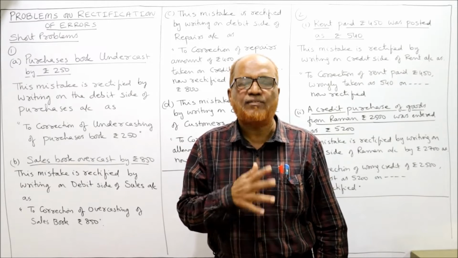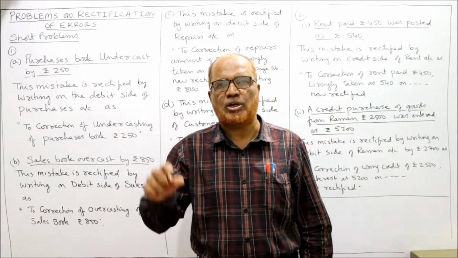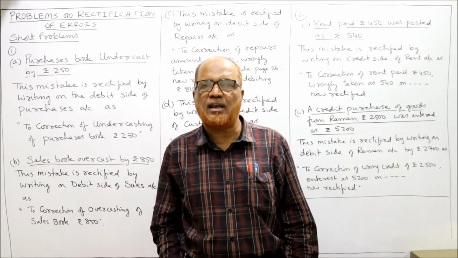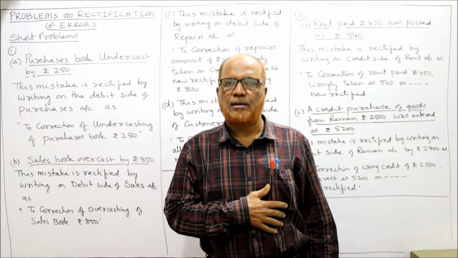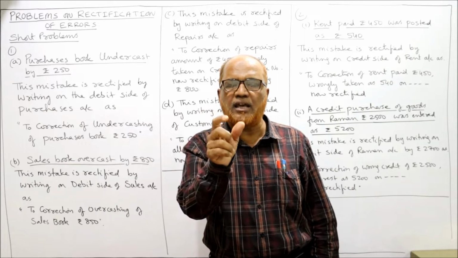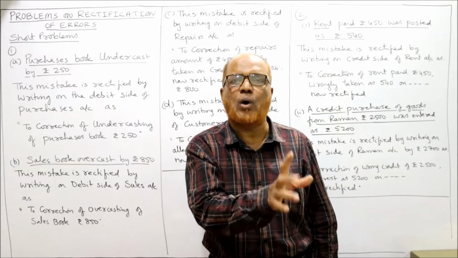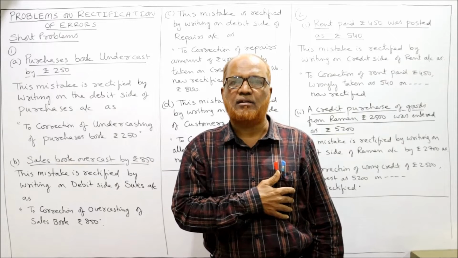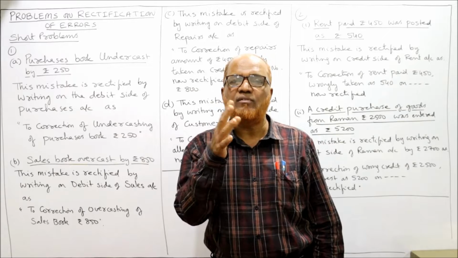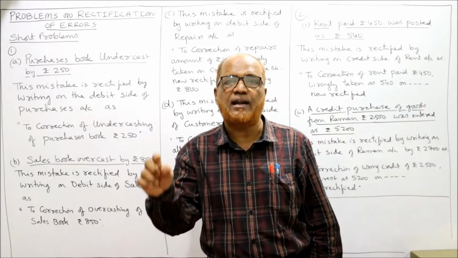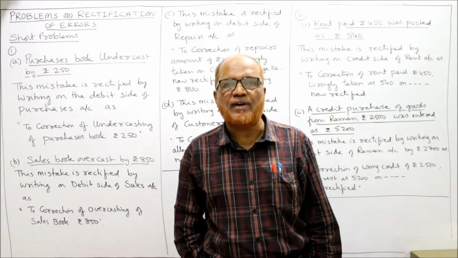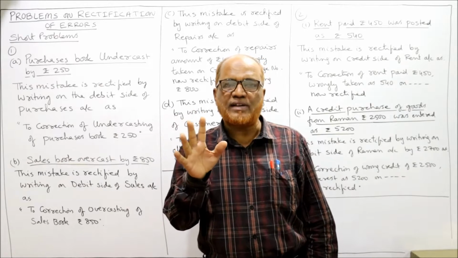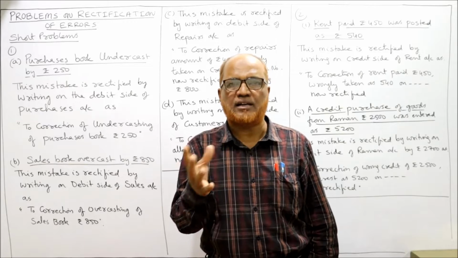Then we can rectify that error by simply giving a narration. By an explanatory note, we can rectify the error if it is a one-sided error. One-sided error means the error is in only one account. If it is a two-sided error affecting two accounts, then we pass a rectifying entry. We have to pass a rectifying entry to rectify the error if it is two-sided. So first you have to see whether it is one-sided or two-sided.